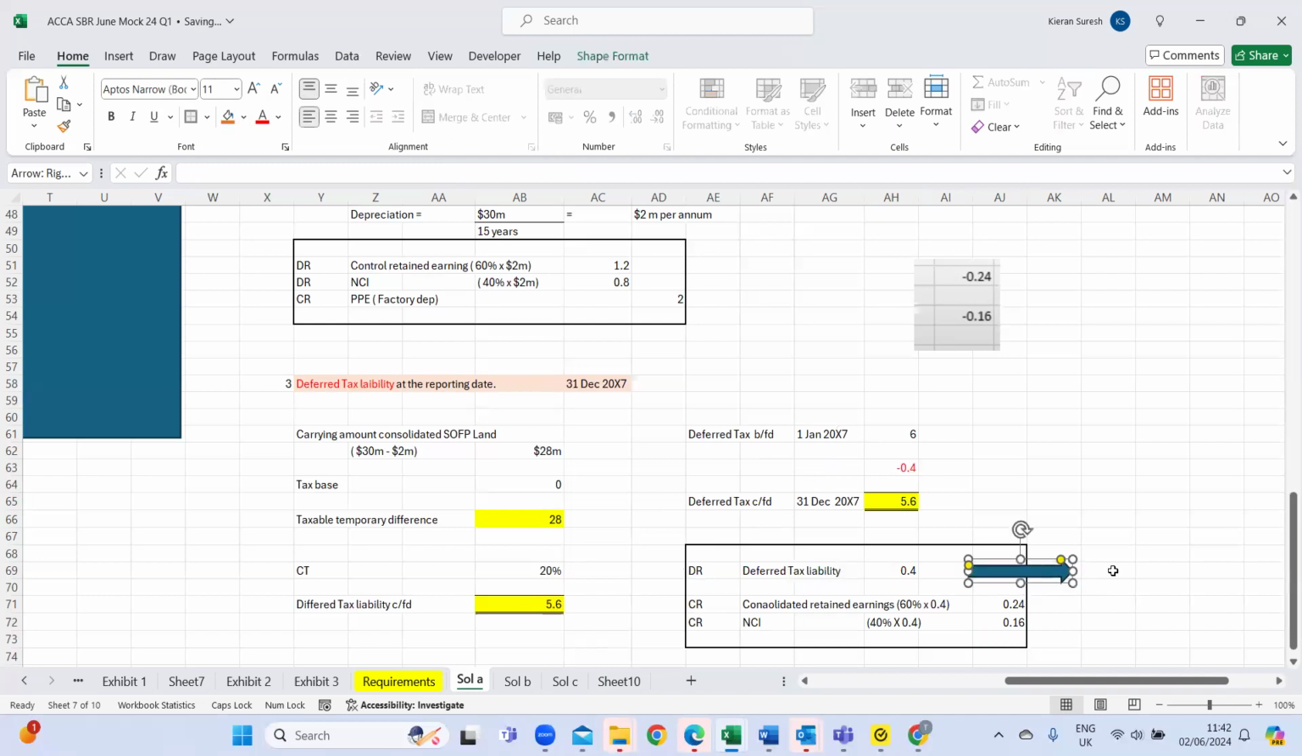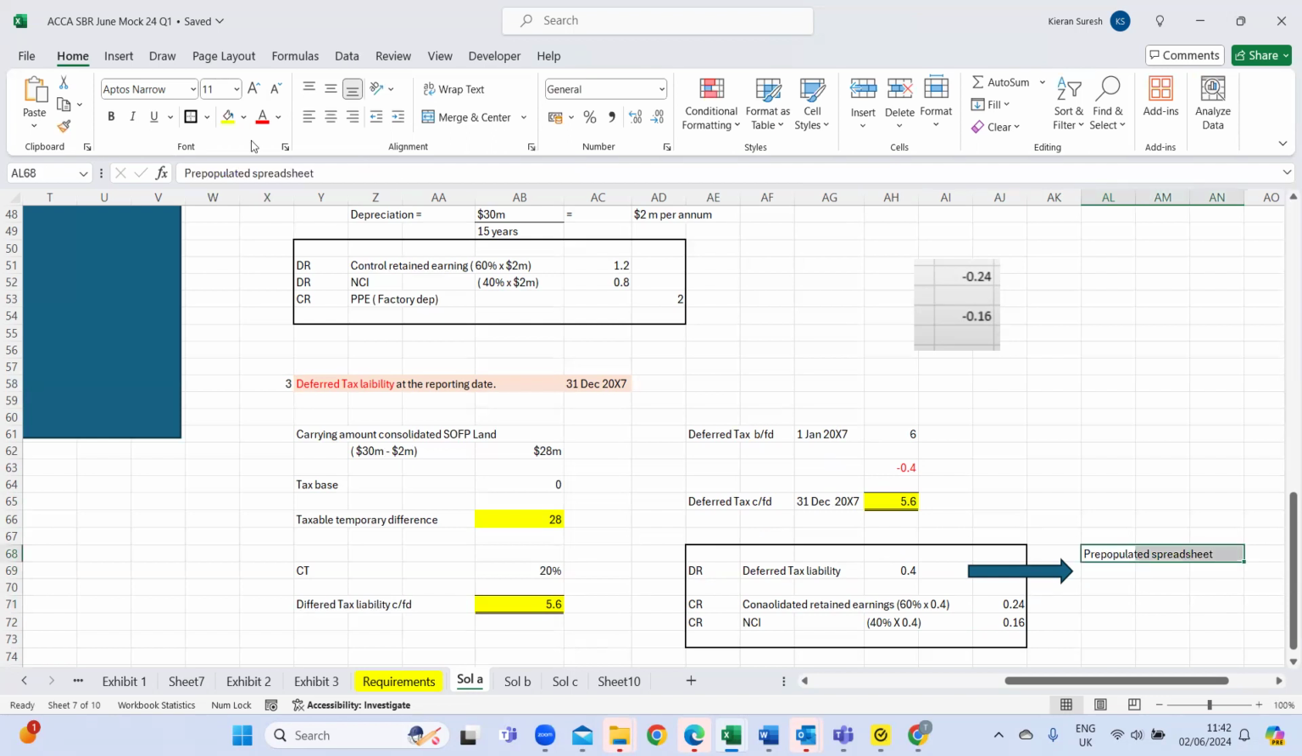So in the pre-populated spreadsheet, I'll write it here, right? In the pre-populated spreadsheets, what is expected from us to do? We would reduce 0.4 from the deferred tax liability. We would say reduction in the deferred tax liability. That is not a problem.